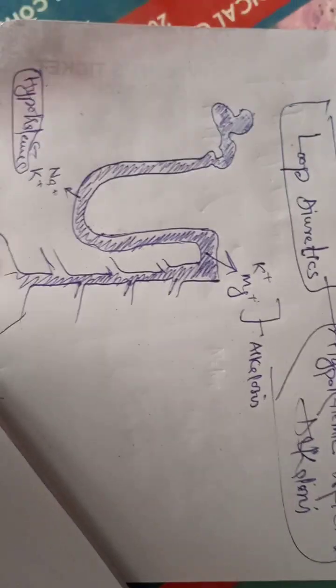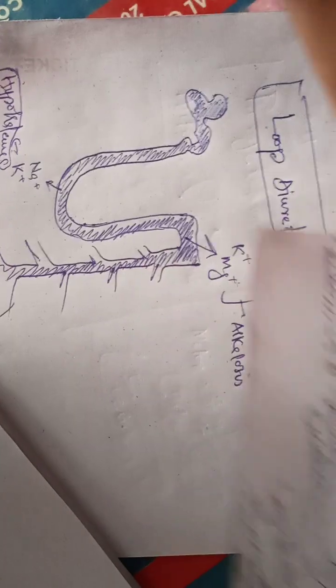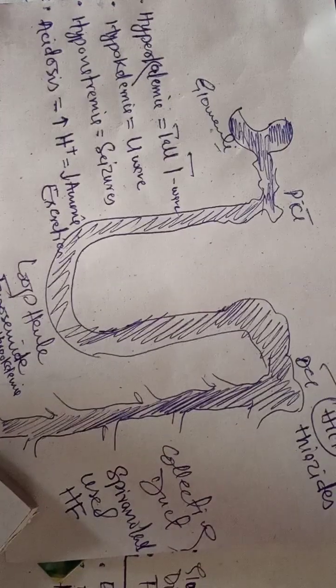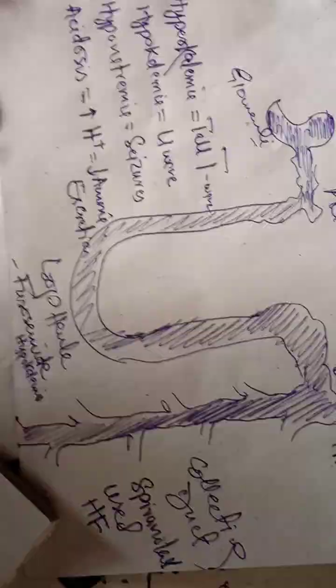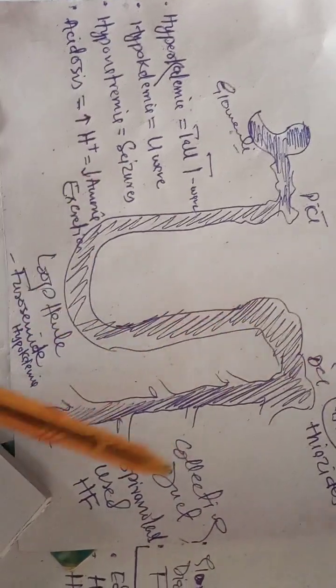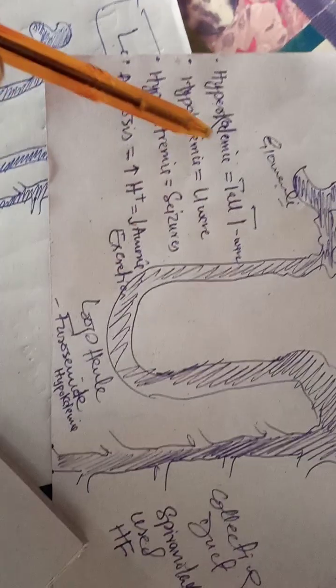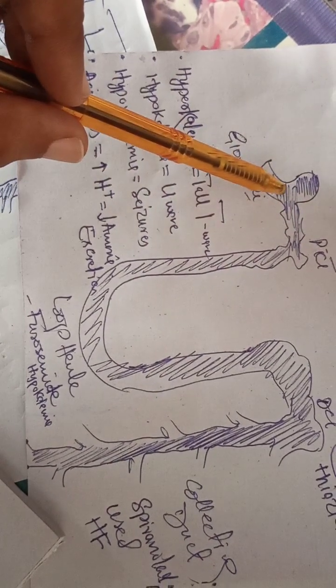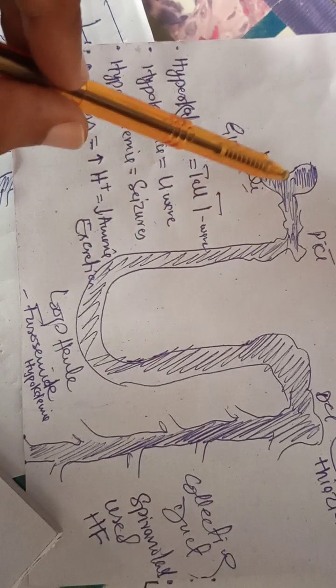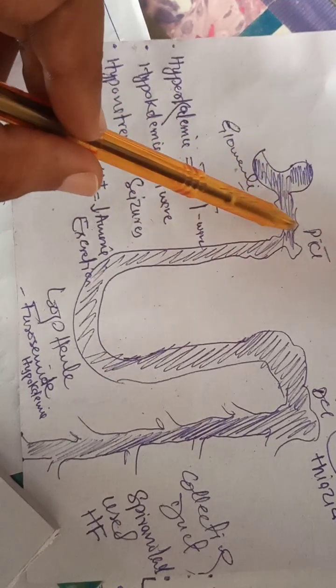Okay, so now we are going to look at loop diuretics and other diuretics that act on different parts of the nephron. So first of all, just look at these parts of the nephron. This is glomeruli, this is PCT, this is loop of Henle, this is distal convoluted tubule, and here is collecting duct. So from glomeruli, proteins, glucose, and some other substances are going into the proximal convoluted tubule.